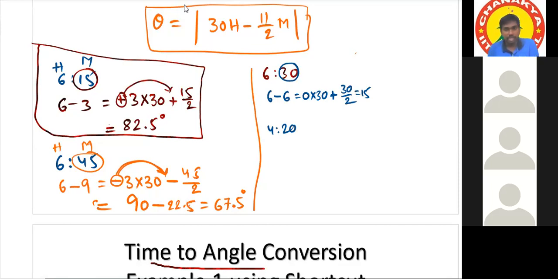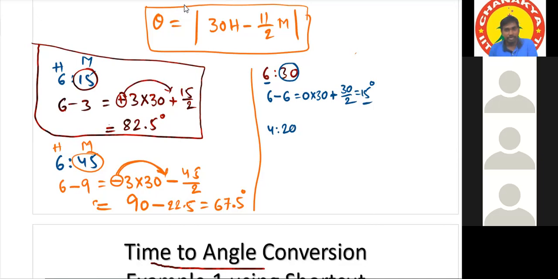Because at 6 o'clock, our hour hand is on number 6, right? Yes, sir. But at 6:30, by the time the minute hand moves half an hour, our hour hand is also moving between 6 and 7. It will be exactly between 6 and 7. That's why we are getting 15 degrees.